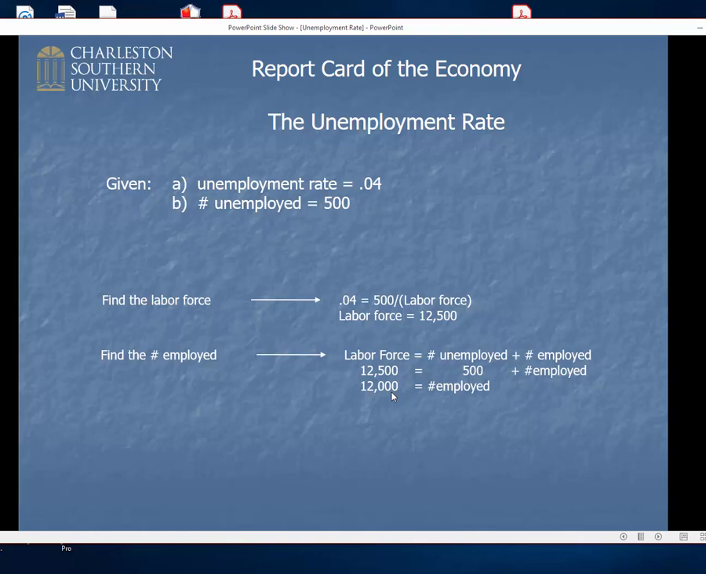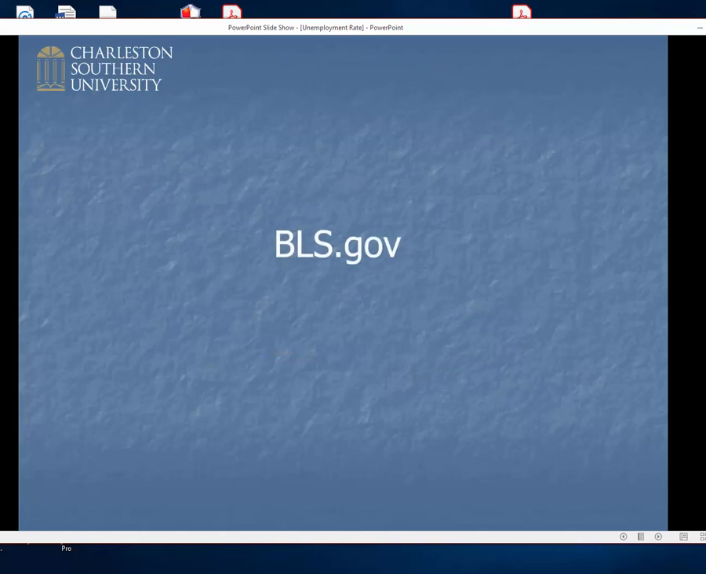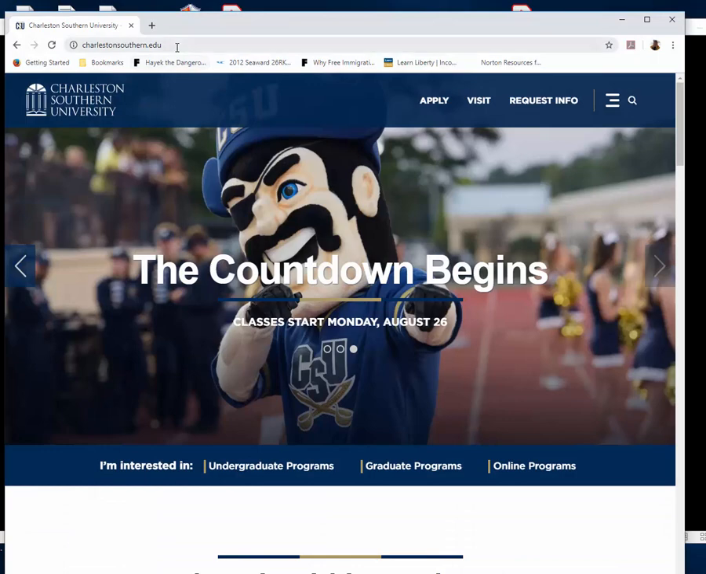Okay, so that's how you calculate these things, but I think we should take a second and go out on the internet and find where this data is. All of you should do this. So if you go to bls.gov, which I thought I had loaded, but maybe I don't. Yeah, give me a second.